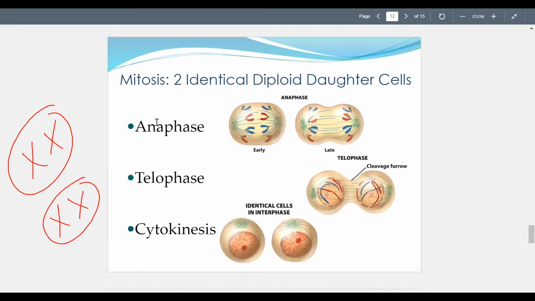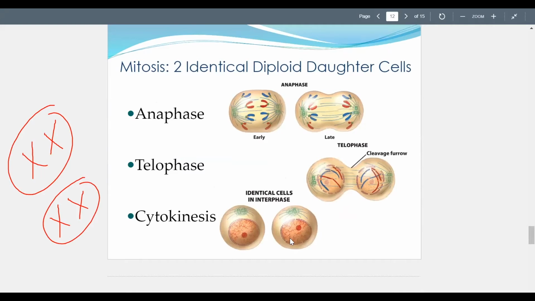And then in anaphase, the chromosomes are pulled apart to the opposite ends of the cell. You see this one is pulled to the opposite end, if that makes sense. And then telophase is when the nuclear envelope reforms. You see this red thing forming again. And then cytokinesis is when the cytoplasm starts pinching off. So this part right here, in cytokinesis, they're completely cleaved.